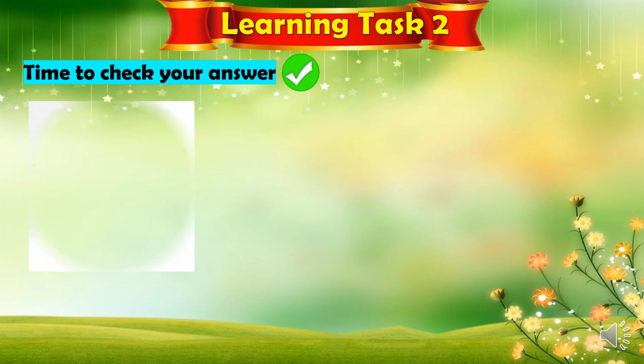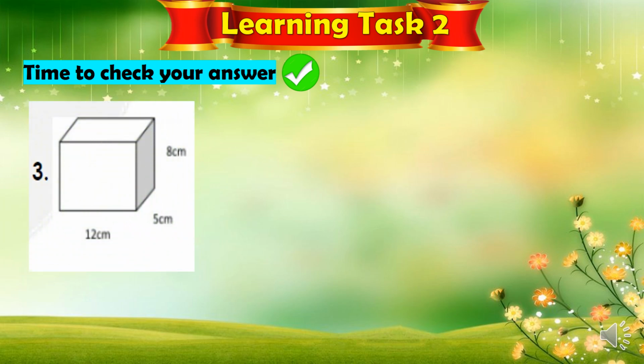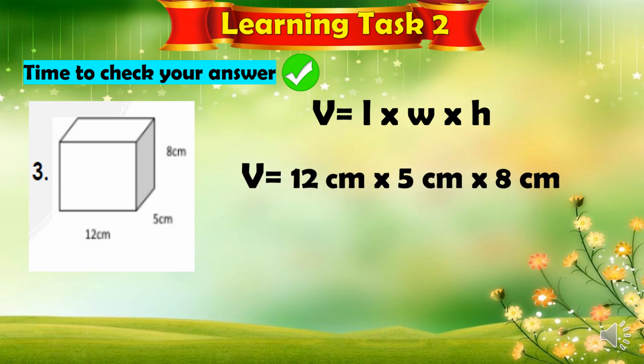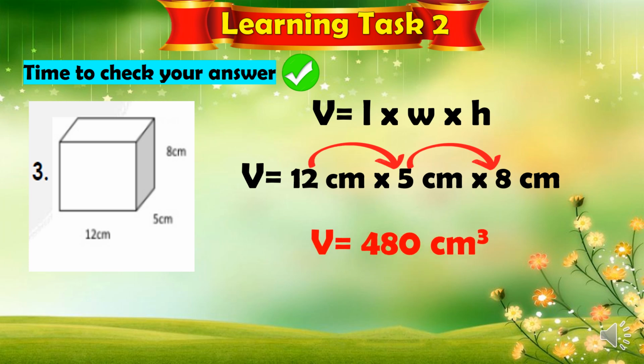Let's move on to number 3. Again, this is a rectangular prism, so we will be using length times width times height. When we substitute, the length is 12 centimeters, the width is 5 centimeters, and the height is 8 centimeters. When we multiply 12 times 5 times 8, that will give us a volume of 480 cubic centimeters.